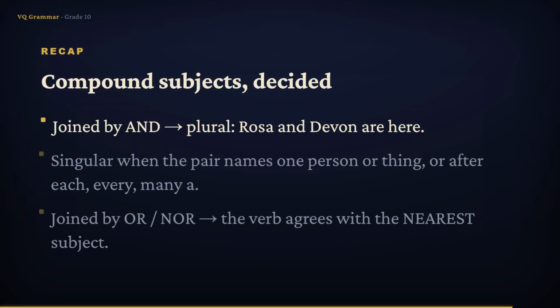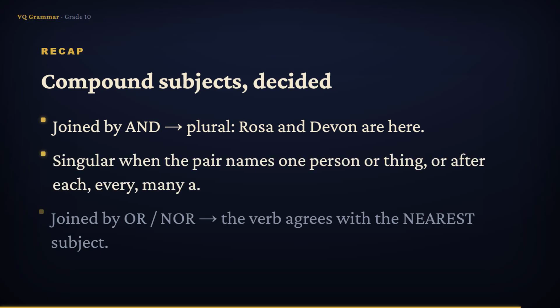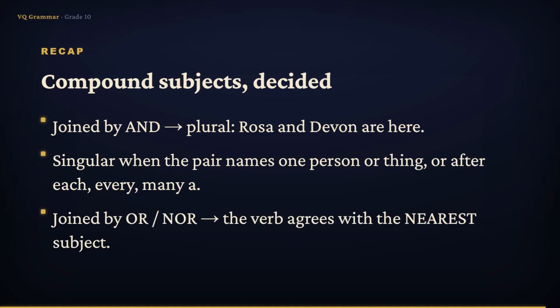Let's gather it all up. When a compound subject is joined by and, it is plural. Rosa and Devin are here. But it turns singular in 2 situations. When the joined words name a single person or a single thing, like my friend and advisor, or macaroni and cheese. And when each, every, or many a leads the subject. Then there is the big one. When the subjects are joined by or nor, forget adding entirely. The verb agrees with the subject nearest to it, and flipping the order flips the verb right along with it.